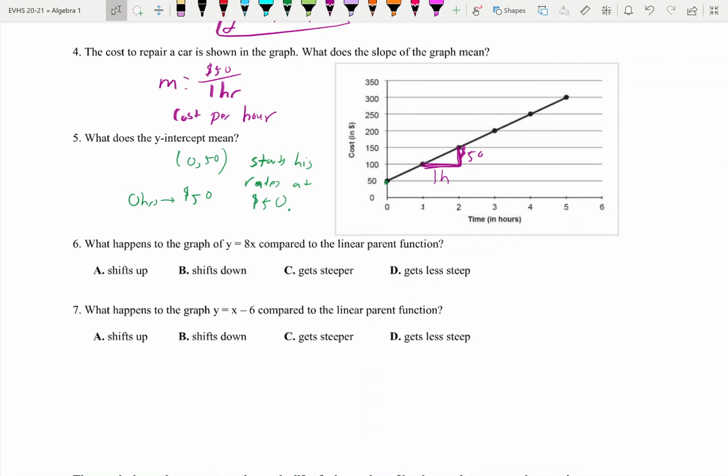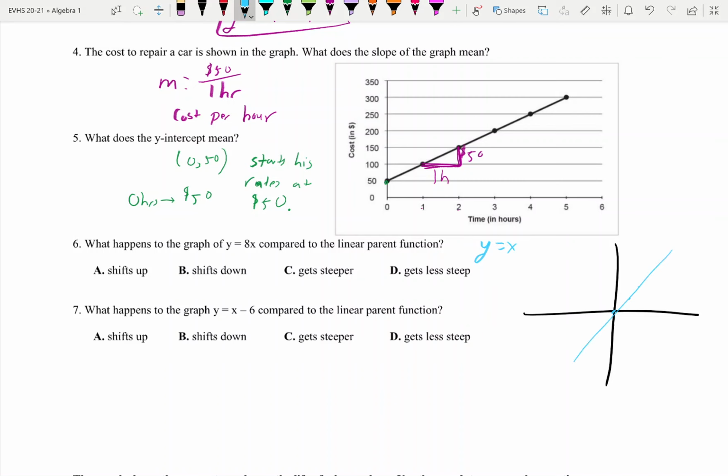Okay, number 6, multiple choice. What happens to the graph of y equals 8x compared to the linear parent function? Now let's remember our linear parent function is the line y equals x with a y-intercept of 0 and a slope of rise 1, run 1, positive 1. So there's our linear parent in blue.